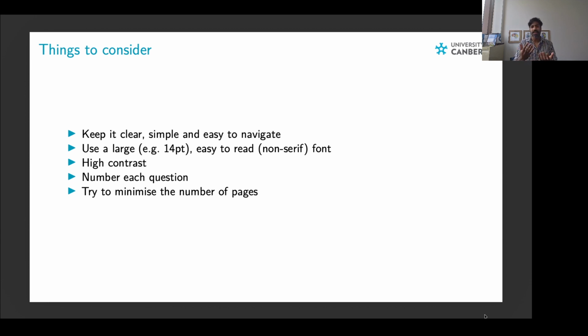You can typically keep it as high contrast in terms of the survey, and number each question so people know. Some people put a progress bar as well to either give people motivation for understanding how far through the survey they are, and try to minimize the number of pages or just minimize the overall length of the survey where possible. Every piece of data that you collect in a survey, you should be asking yourself, do I need to collect this piece of information? Is it necessary for the project?